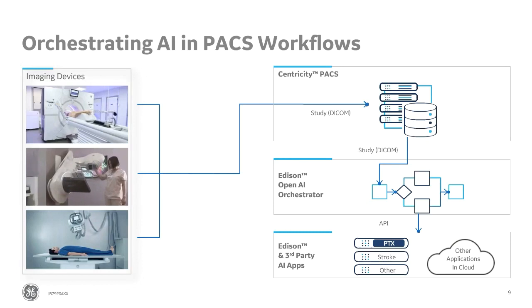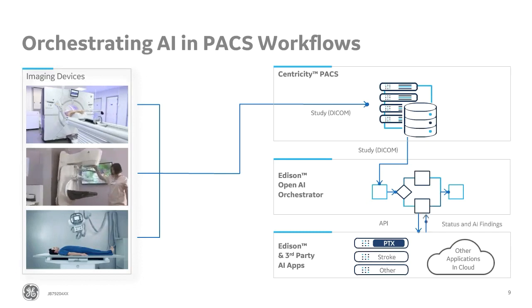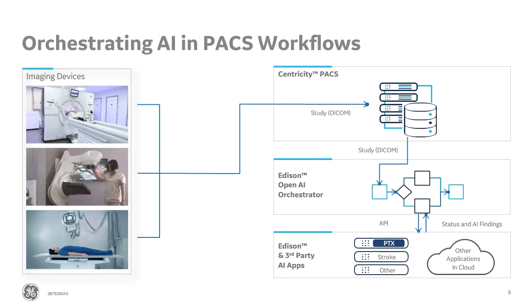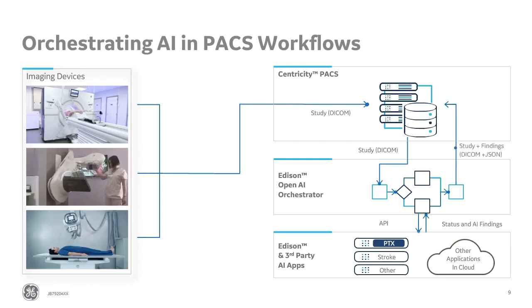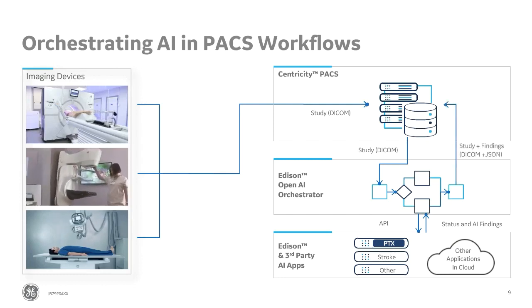It then takes the AI results back from these algorithms, the probability scores and any location references such as heat map or image overlay, and passes these back into the PACS.